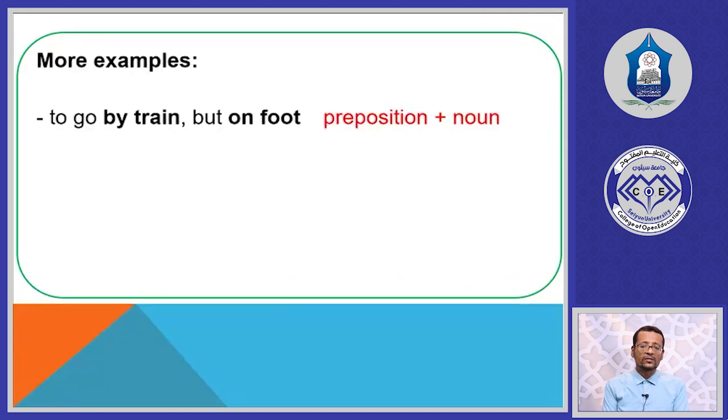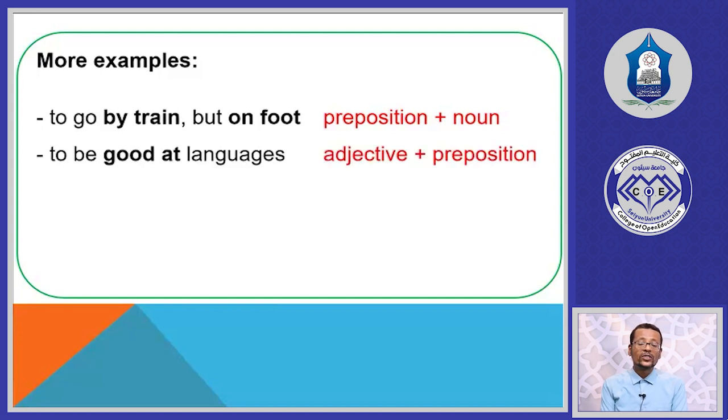More examples for this. To go by train. Look at the difference here. If you walk, we don't say I go by foot. You say I go on foot. I go to school on foot. But if you go by car or by train or by bus, we use the word by. So we say by train, but we say on foot. Here we have collocations, two words, one is a preposition and the other is a noun.